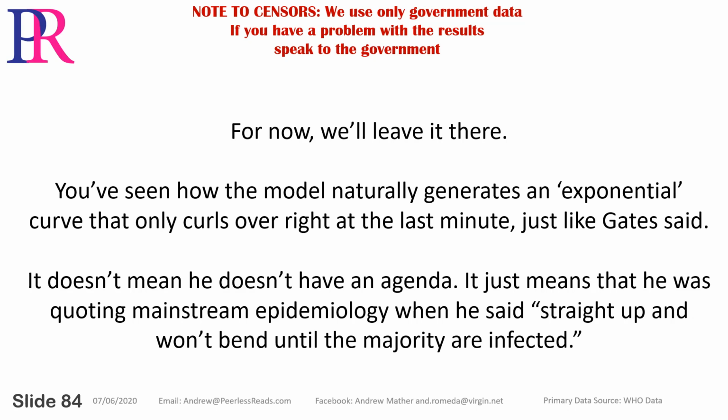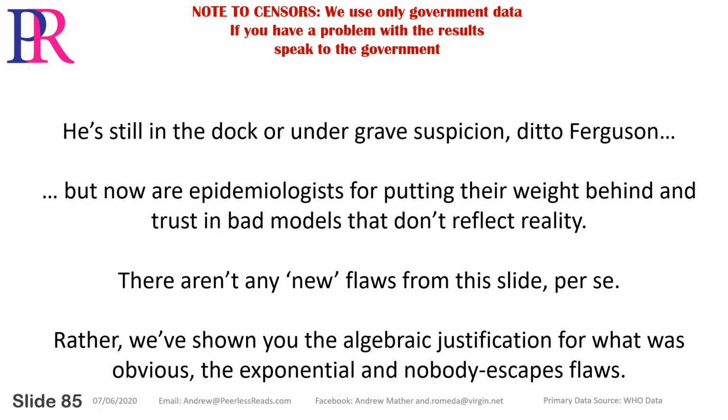For now, we'll leave it there. You've seen how the model naturally generates an exponential curve that only curls over right at the last minute, just like Gates said. It doesn't mean he doesn't have an agenda. It just means that he was quoting mainstream epidemiology when he said it goes straight up and won't bend until the majority are infected. He's still in the dock or under grave suspicion, ditto Ferguson, but now also are epidemiologists for putting their weight behind and trust in bad models that don't reflect reality. There aren't any new flaws from this slide per se, rather we've shown you the algebraic justification for what was obvious, the exponential and nobody escapes flaws.